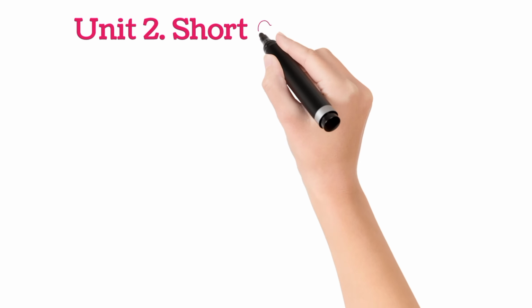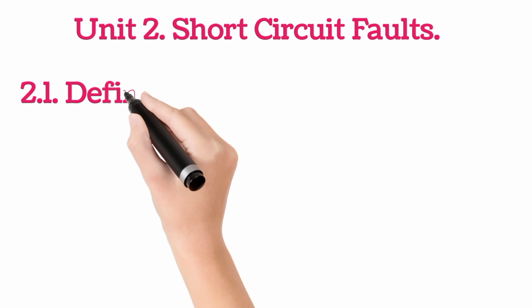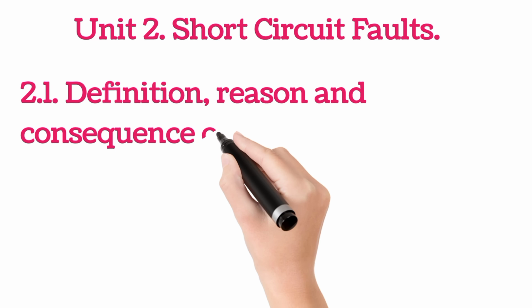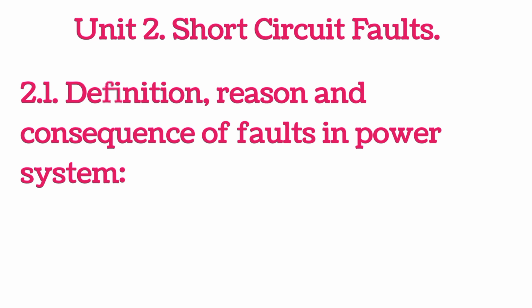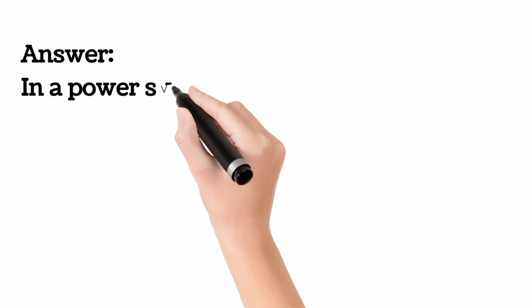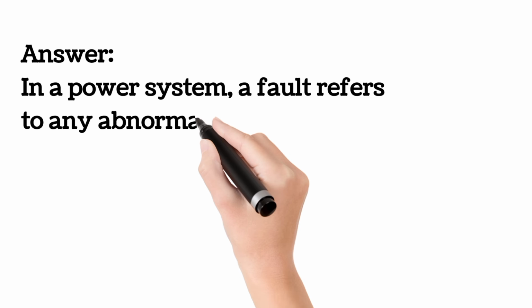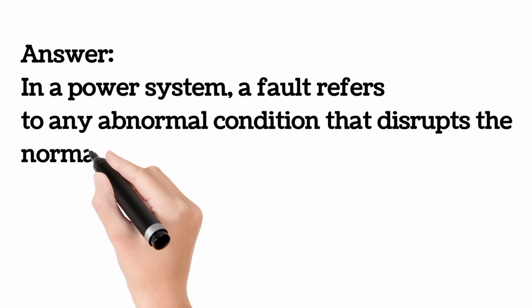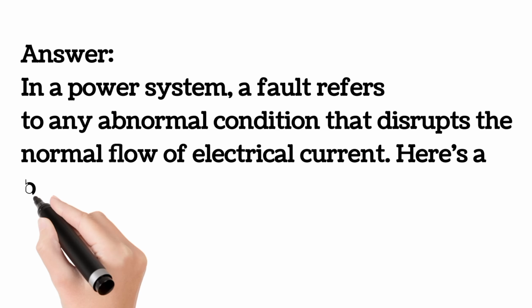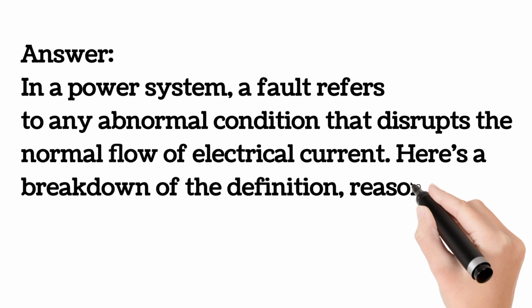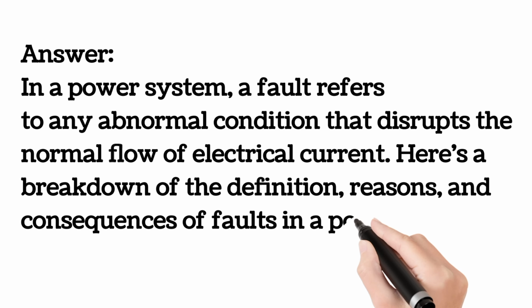Unit 2. Short circuit faults. 2.1. Definition, reason and consequence of faults in power system. Answer. In a power system, a fault refers to any abnormal condition that disrupts the normal flow of electrical current. Here's a breakdown of the definition, reasons, and consequences of faults in a power system.